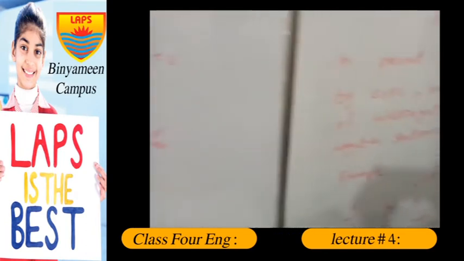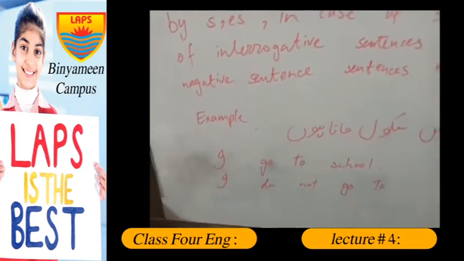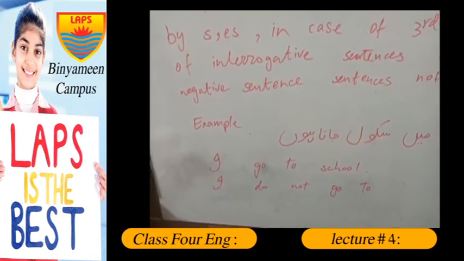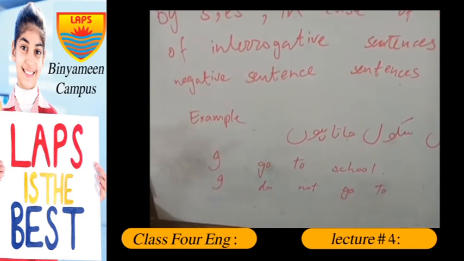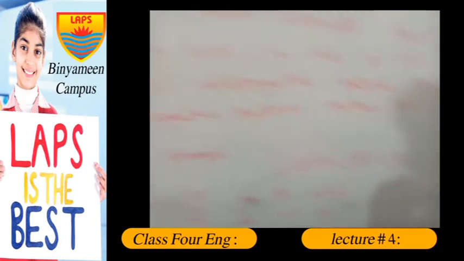Now I have solved the very first sentence from your given homework here on the board, like main school jata hoon, I go to school. And for the negative sentence, I do not go to school. I haven't actually written school here. Give me time. Go to school.